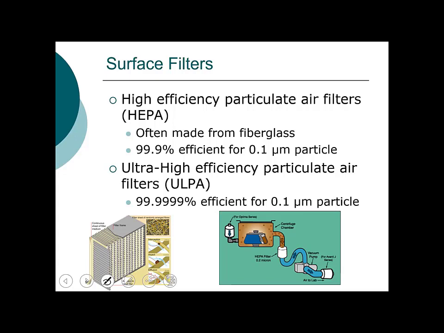Ultra high efficiency air filters are what is referred to as 6-9 removal. So you can see there are 6 nines: 99.9999% efficient for that 0.1 micron sized particle. And these are typically used in environments such as a hospital, where it's extremely important to ensure that the air is filtered. They also can be used in some industrial facilities where it's extremely important to have high quality air.